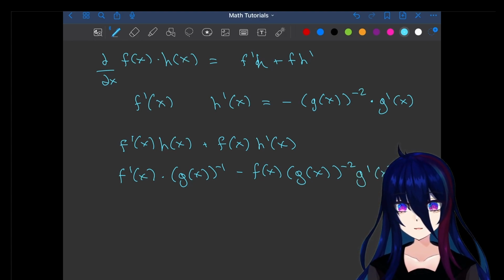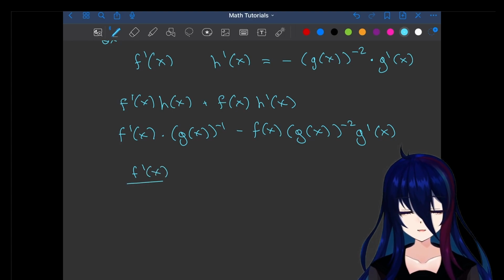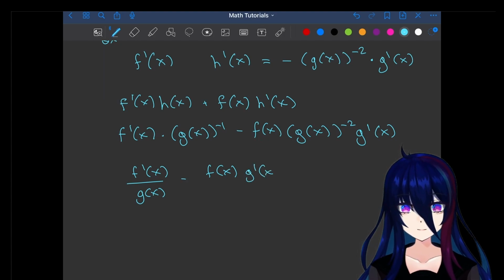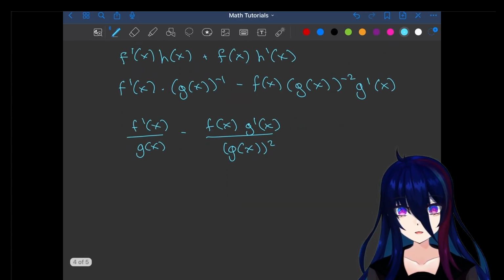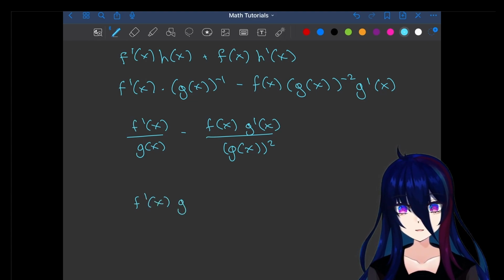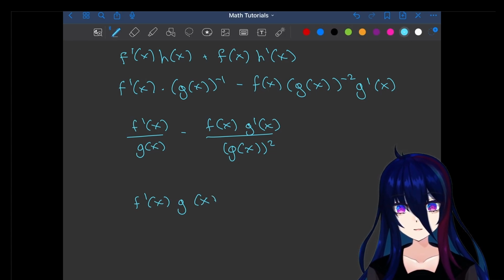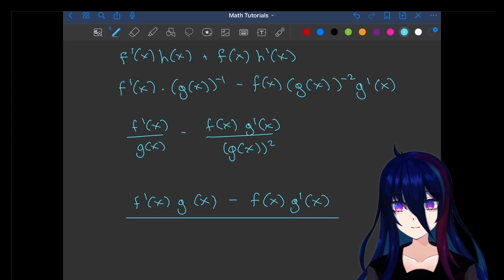Let's go ahead and rewrite this one more time, bringing the g primes and the g's to the negative powers into the denominators. We get f prime over g minus f times g prime all over g squared. Last thing we can do, let's make those denominators the same. Let's combine f prime times g of x, minus f times g prime of x all over g of x squared.